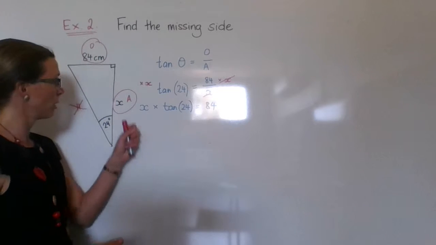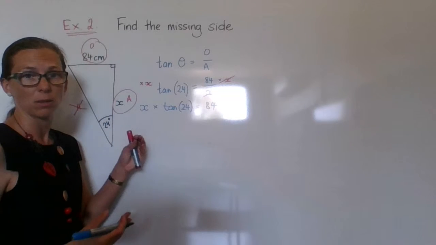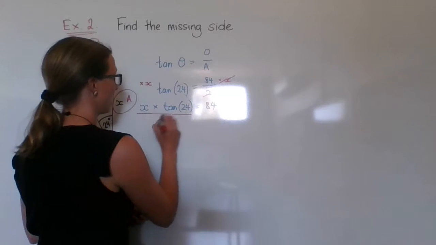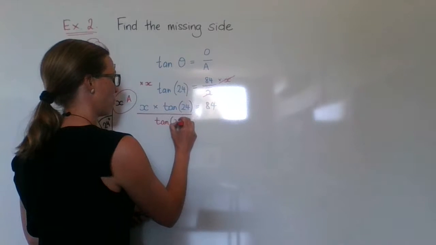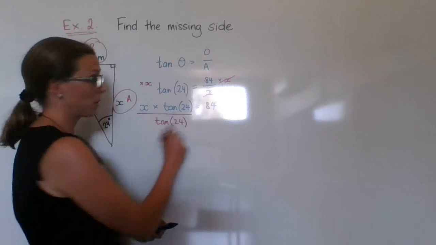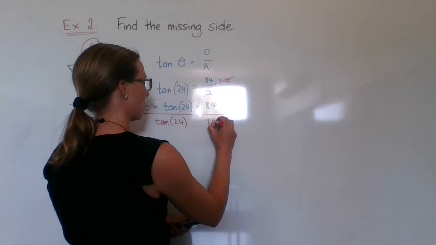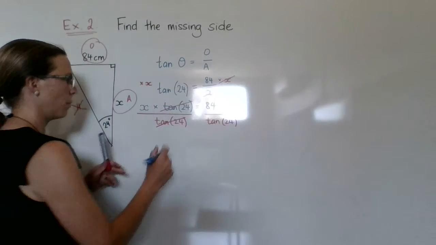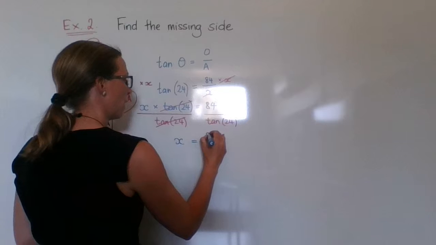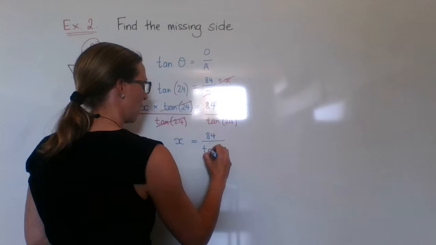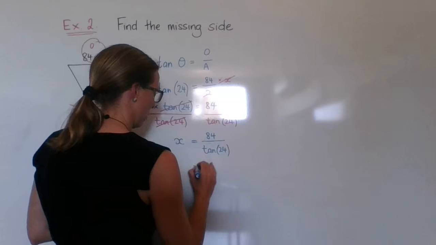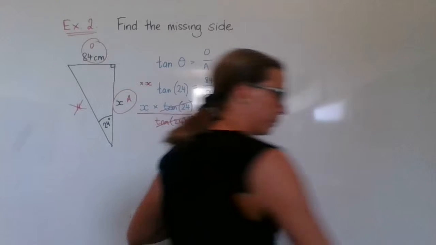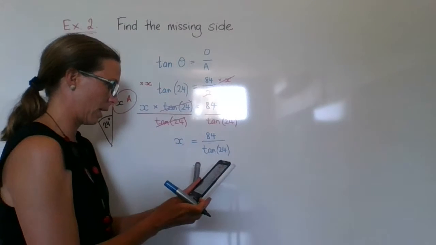But that hasn't quite helped us because I've got x times something and I want x on its own. So now the only way to get x on its own is to divide this side by tan 24. If I divide this side by tan 24, I've got to divide this side by tan 24. This one cancels with this, so I'm left with x equals 84 over tan 24. Now I have x on one side, so all I need to do is use a calculator to sort that out.